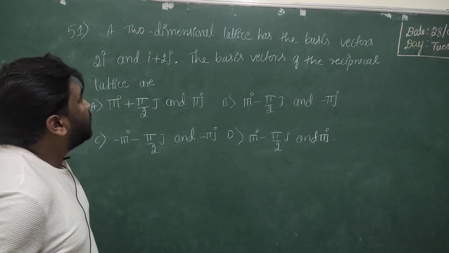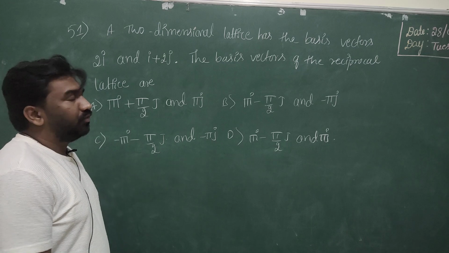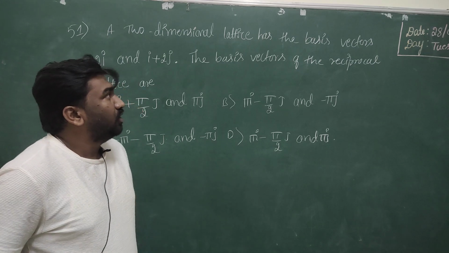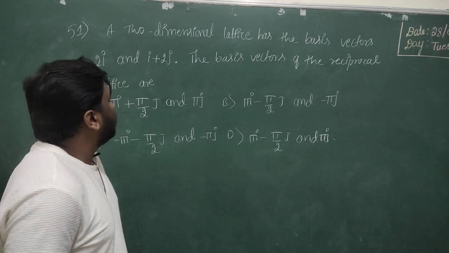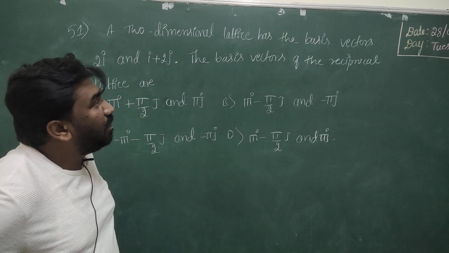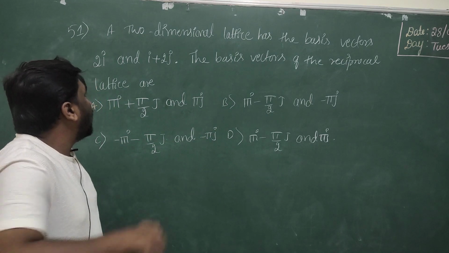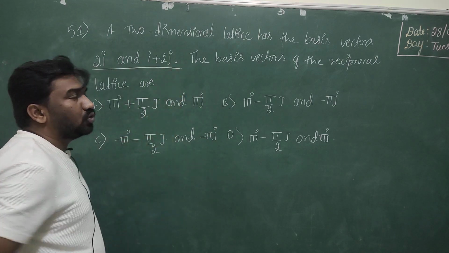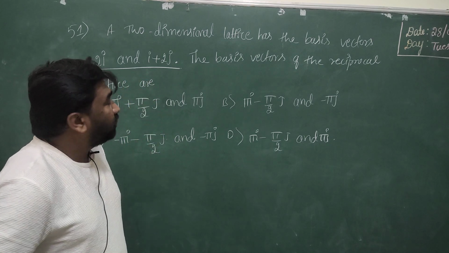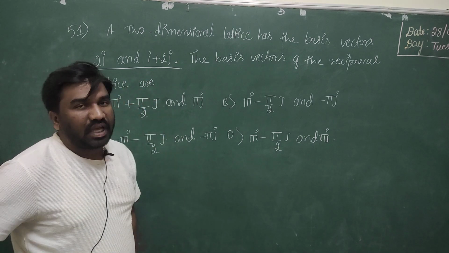Today I will discuss the 2014 paper from condensed matter physics or solid state physics, from the material science part. So the question is like this: a two-dimensional lattice has the basis vectors 2i and i plus 2j. These are the two bases. We have to calculate the basis vectors of the reciprocal lattice.